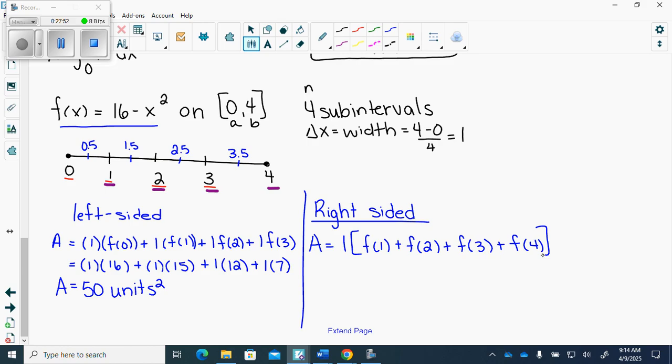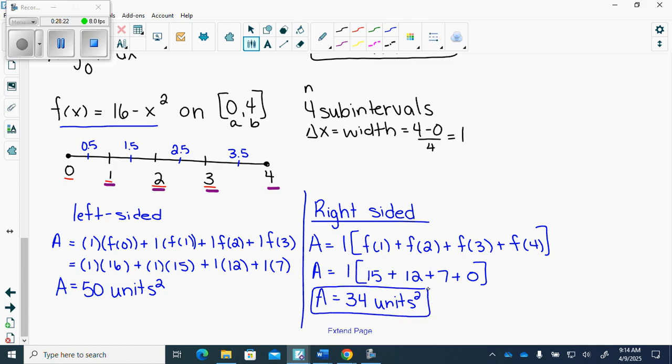So here we're going to go area equals 1 times 15 plus 12 plus 7 plus 0. So area equals 34 units squared. Yeah? Okay, then we do midpoint.